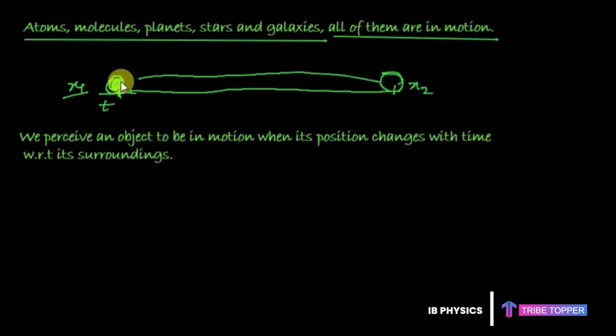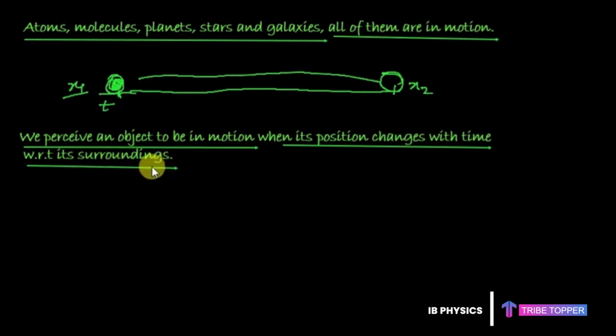But before that, when it was lying here, it was not changing its position, so it was at rest for you. So we can say that we perceive an object to be in motion when its position changes with time with respect to its surroundings. So change of position with respect to the surroundings is an important aspect of motion.